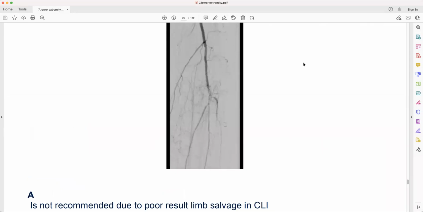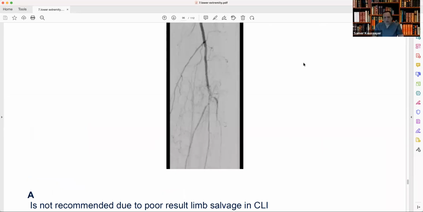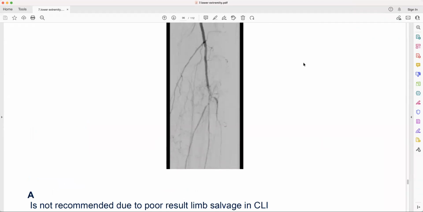What about this one, Ali? This last one, you see the peroneal trunk, the one you see now. Do you put a double wire, or you just go with one wire? The double wire technique, and you can go to the anterior tibial artery and try to open it. There are some catheters like the Trailblazer of the EV3. These are CTO catheters that you can use to reopen the axis.